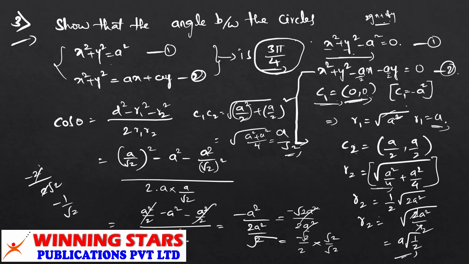So if we apply the modulus, it becomes plus 1 by root 2, so theta is cos inverse of 1 by root 2 with the angle 3 pi by 4. So this is the answer here.